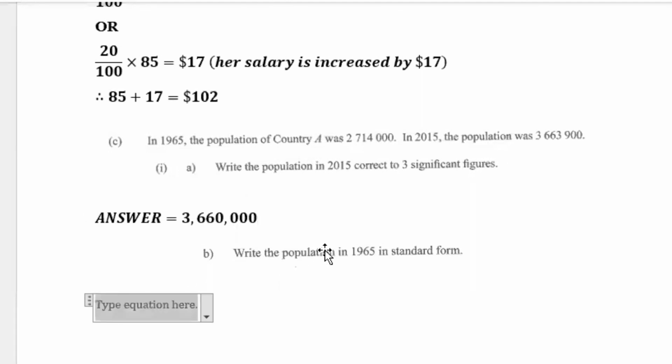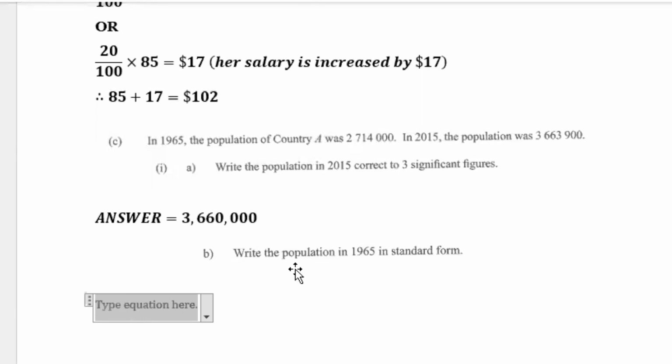Part B now asks us to write the population in 1965 in standard form. What would this be written in standard form? The population. Shanicia, check again. We are looking at the population for 1965. That is the population for 2015. So indeed, Selena, it would be 2.714 times 10 to the 6.